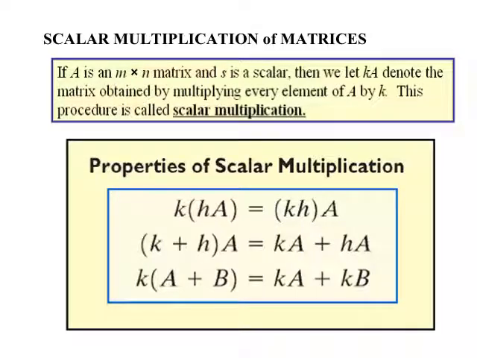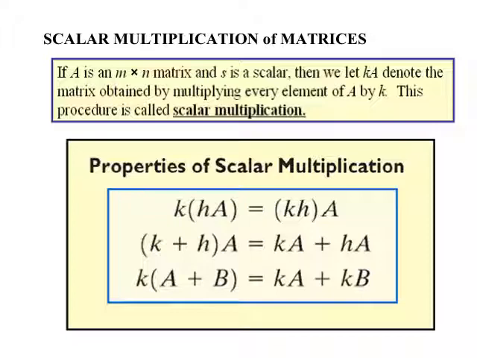And here are some notes about scalar multiplication of matrices. So if you have an m by n matrix A, and S is a scalar, so a scalar is just a number, integer, fraction, doesn't matter, but it's not a matrix, then we can multiply every element in the matrix by the scalar, and that's called scalar multiplication.